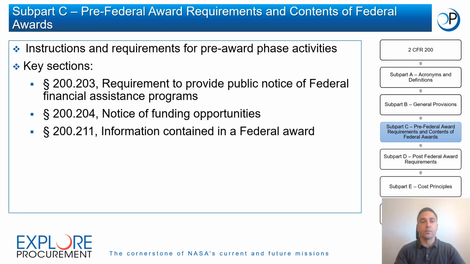Subpart C provides instructions and requirements for activities that take place during the pre-award phase of the award lifecycle, which is when agencies plan their programs, solicit applications, and issue their awards. We'll take a closer look at several key sections of the subpart.